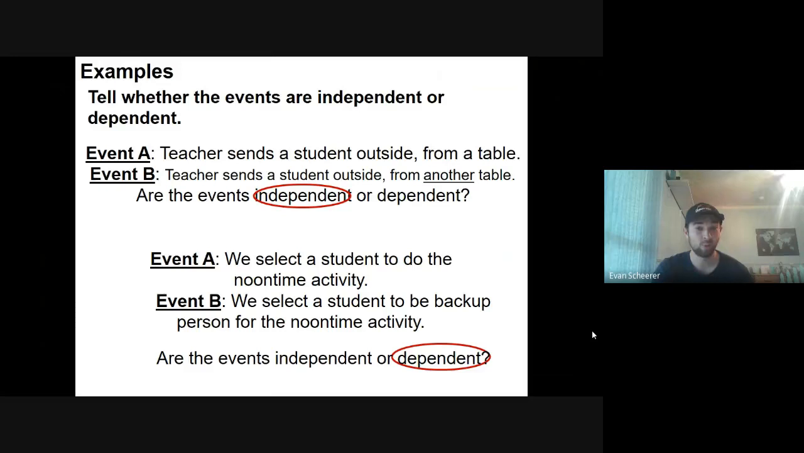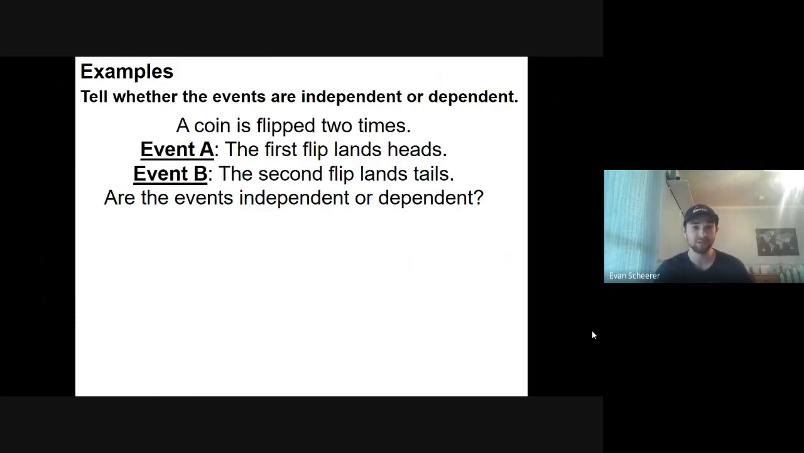The next one: we select a student to do a noontime activity, and then we select a student to be a backup person for the noontime activity. That's dependent. Why is that dependent? Because if I pick one person, that means I cannot pick that same person again, right? Since I can't pick that same person again, it's dependent. If I picked Charles the first time, well, since I can't pick Charles, that means Doug over there has more of a chance to get chosen now, right? He has a better chance to be a backup than he did before. So those two events are dependent.